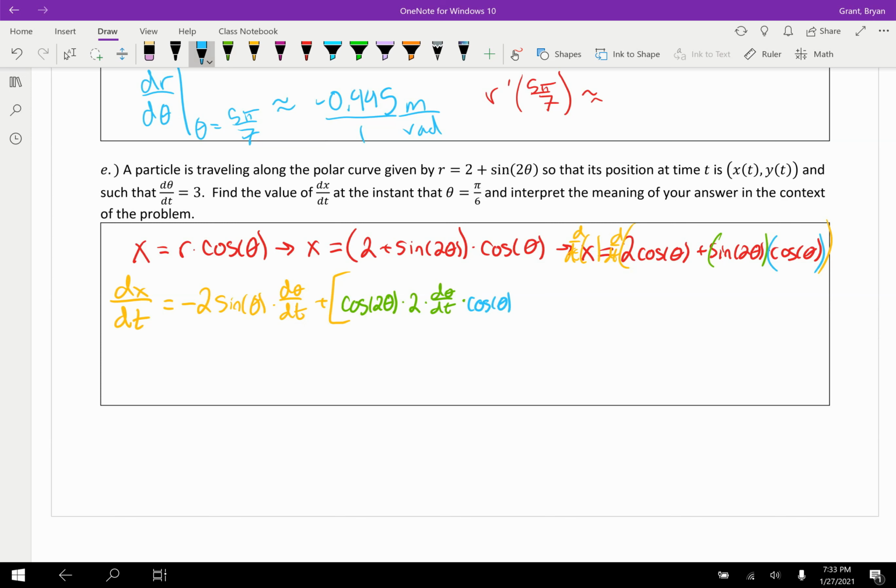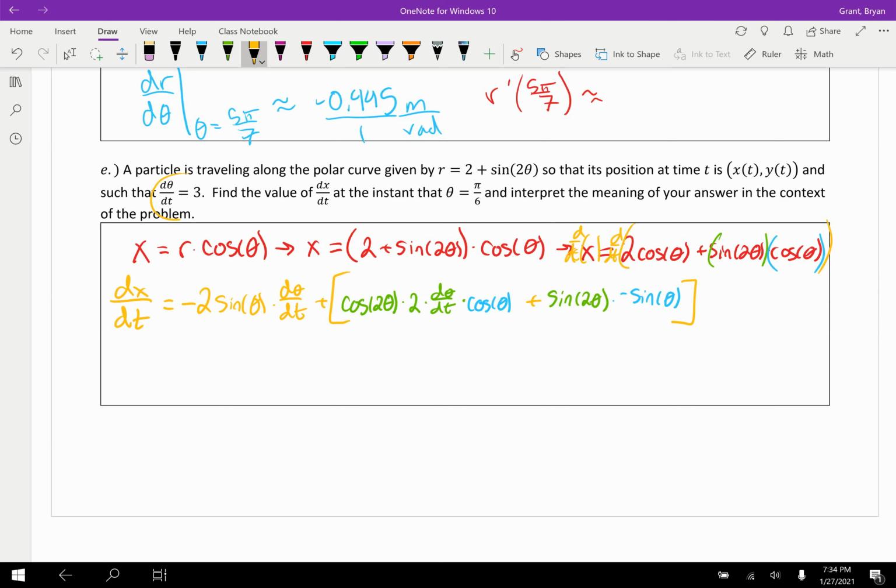Nifty, but that's only half the product rule because we kept that the same. So then we need to add on the original same function, which is sine of 2 theta, and we need to do the derivative of cosine, which is negative sine of theta. What a wild derivative here, isn't it? Okay, now what? Well, now we need to evaluate this at a theta of pi over 6.